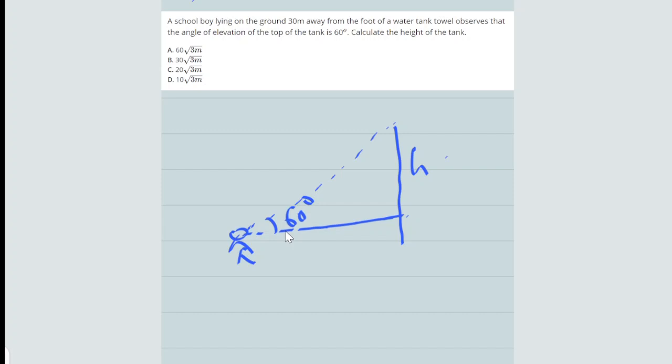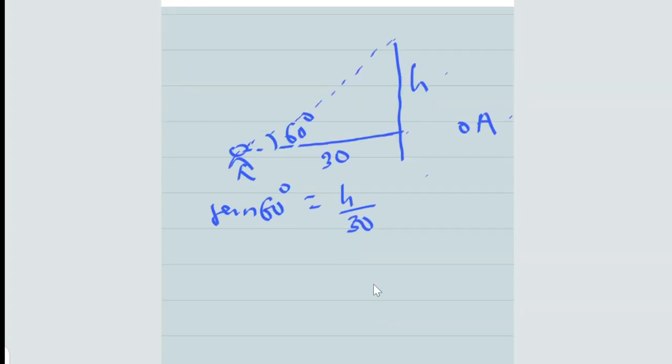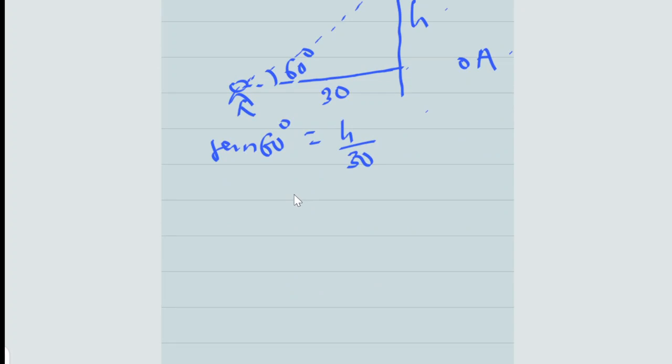What do you have left? A boy lying on the ground, away from the foot of the tower, 30 meters away. So this should be your 30. What do you see? We are having opposite and adjacent. So you are going to have tan 60 degrees is equal to opposite, your opposite is h, divided by adjacent, which is 30. And your tan 60 is what? Don't forget your tan 60. I think tan 60 is root 3.